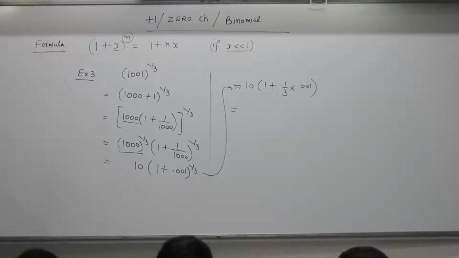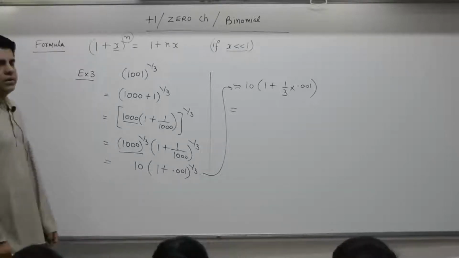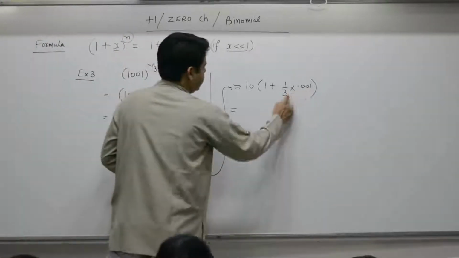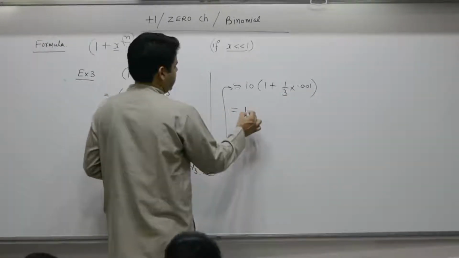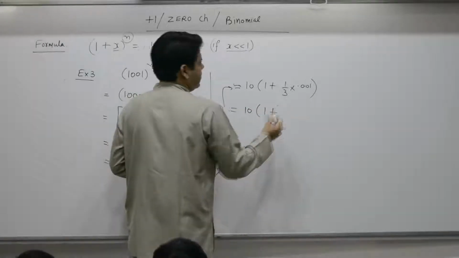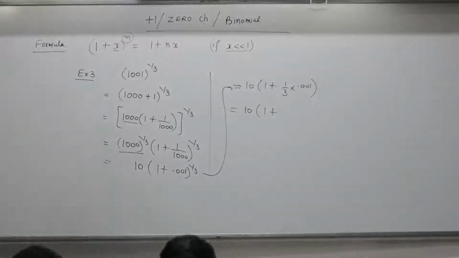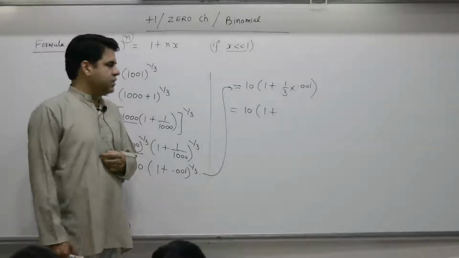When you just started with the question, the answer was known, 10 point something. Right? It comes out to what? 0.001 by 3. Find the value of 0.001 by 3. One by 3 is 0.33 divided by 1000. How much?